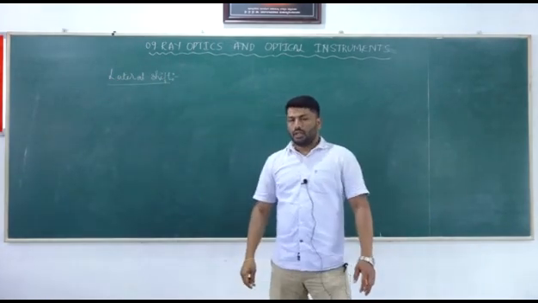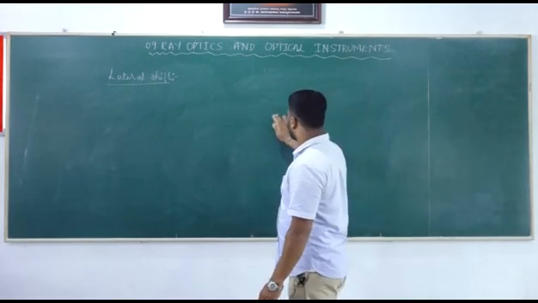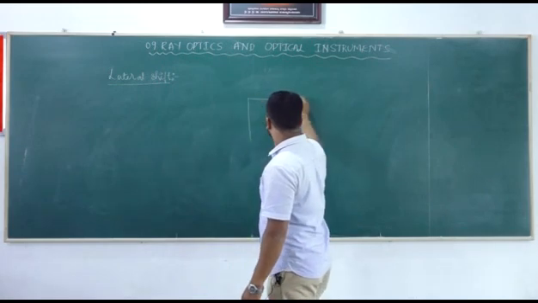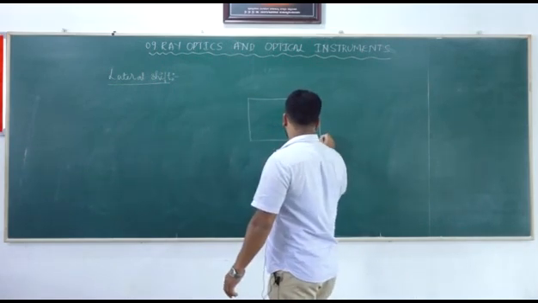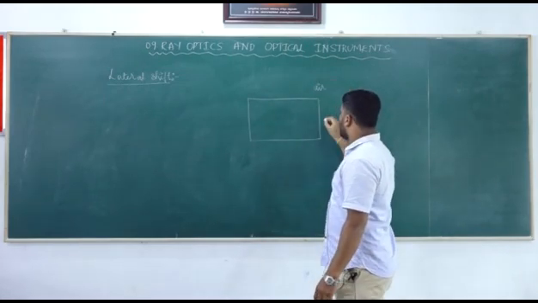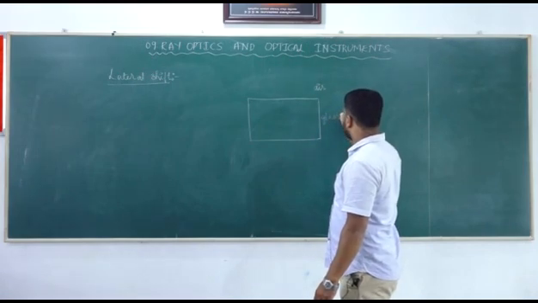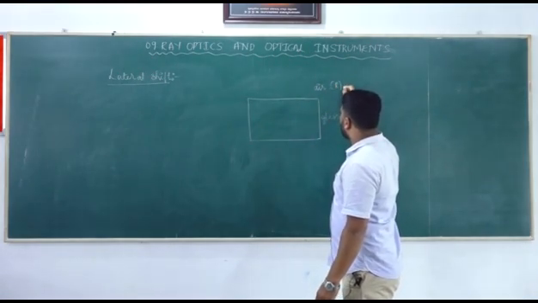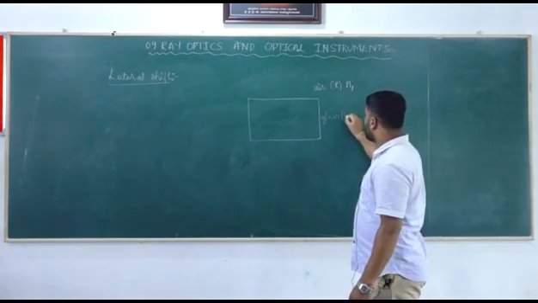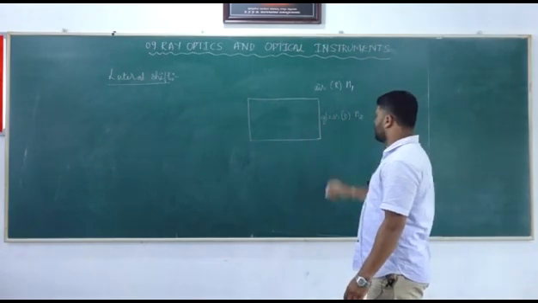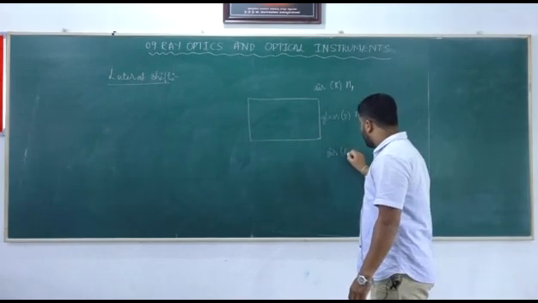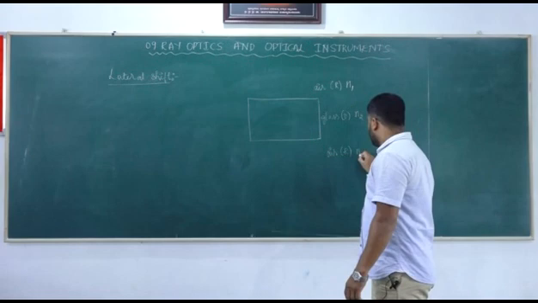Lateral shift. First we will consider the glass slab. Above that there is an air medium, and this is the glass medium. Air is a rarer medium of refractive index N1, and glass is the denser medium of refractive index N2. Below that there is an air medium again, a rarer medium, and its refractive index once again becomes N1.